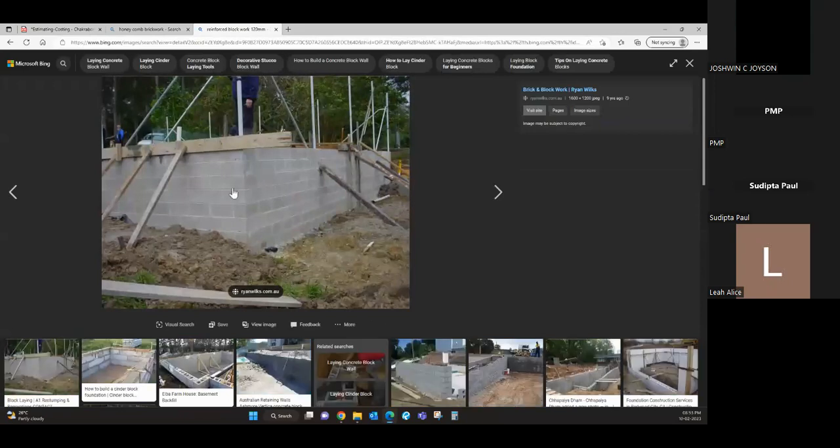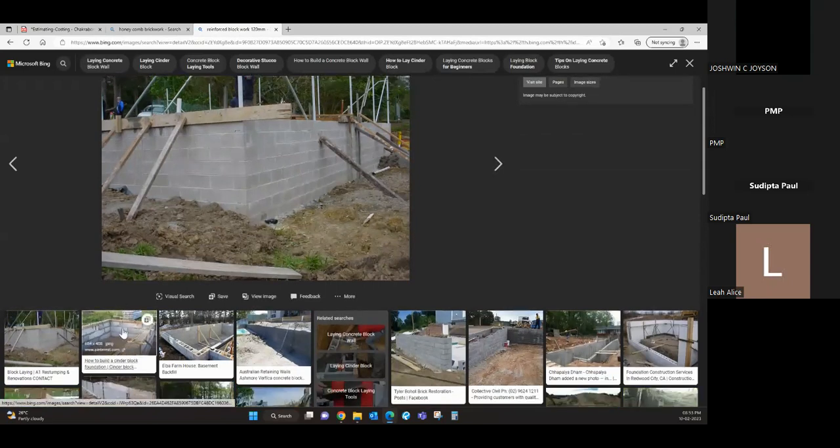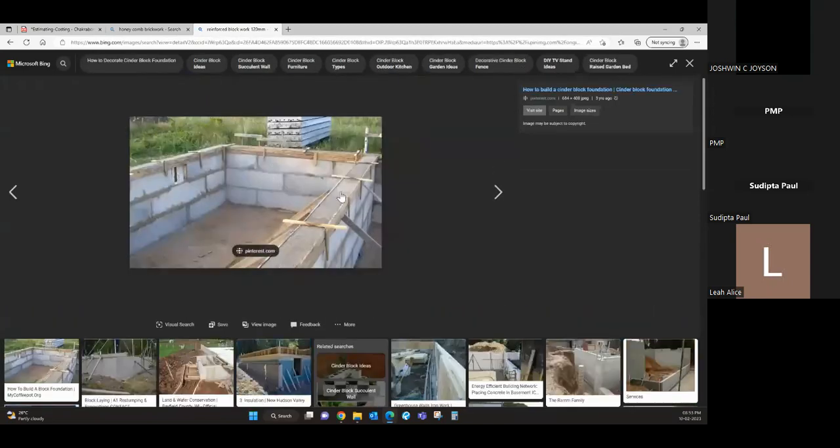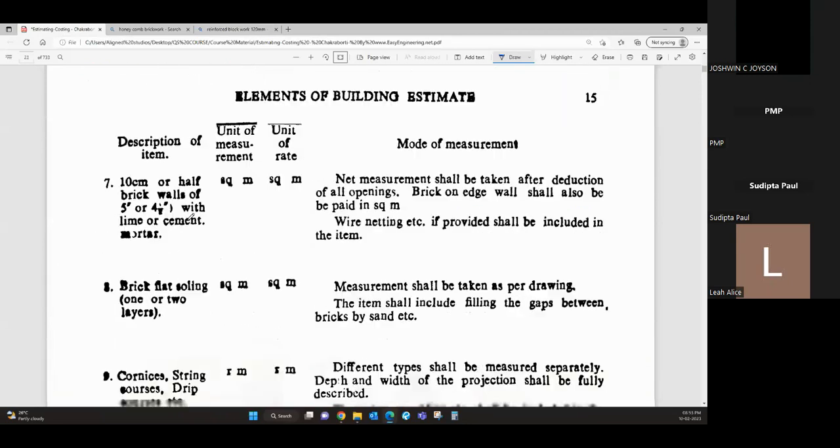See here, a certain height is developed by bricks, and then they are placing a band over it. The band is going to be of concrete, see this image, this is the band of concrete. And this concrete has reinforcement within it. Okay, let's go to the next item.